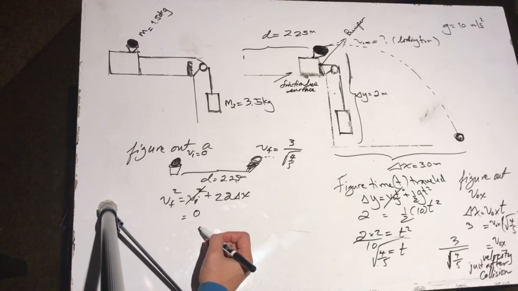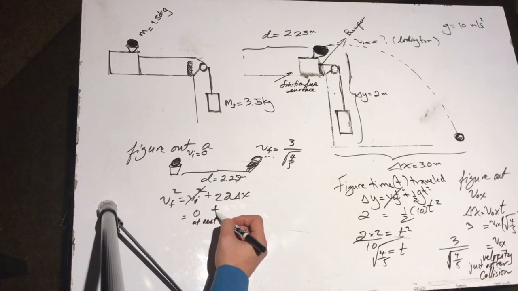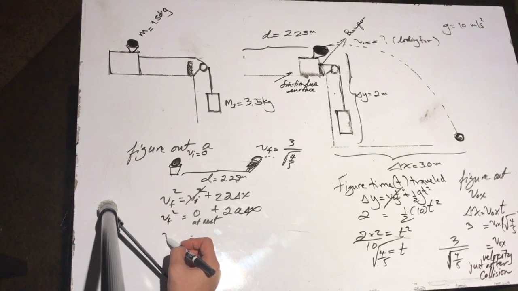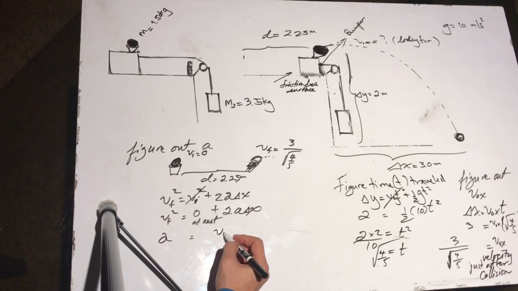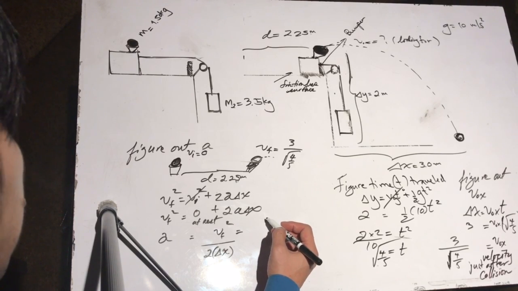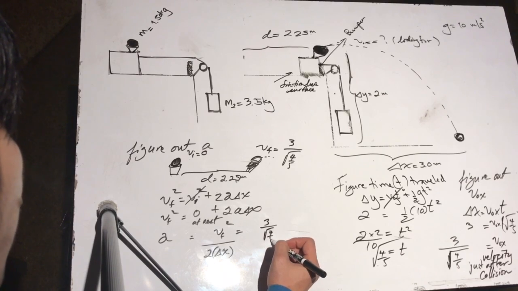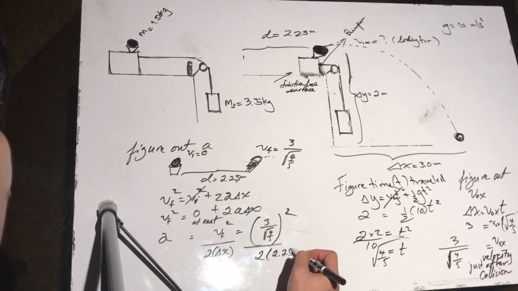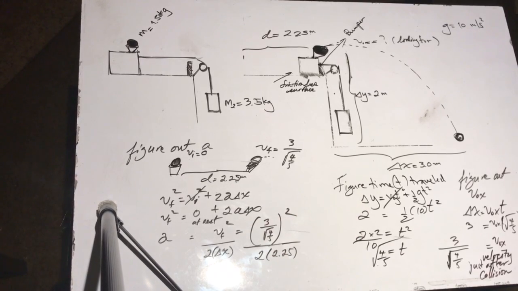Your initial velocity is 0 because it's at rest, so vf squared equals v0 squared plus 2a delta x. To figure out what a is, we divide by 2 delta x. So I'm just gonna replace the values: 3 over square root 4/5, all squared, divided by 2 times my distance, 2.25. This is how you would figure out the acceleration for this case. So this is how you would calculate question 4.